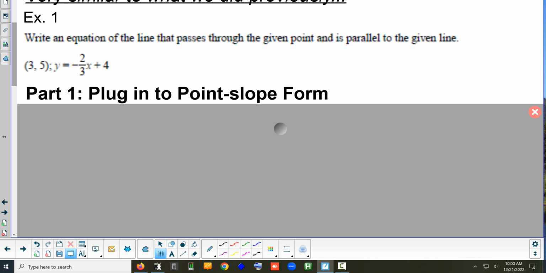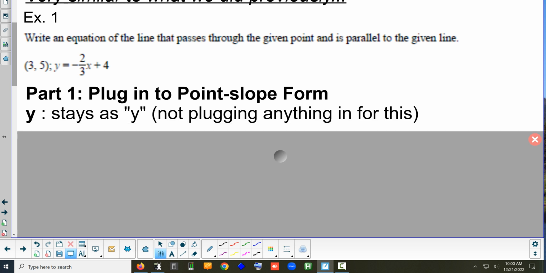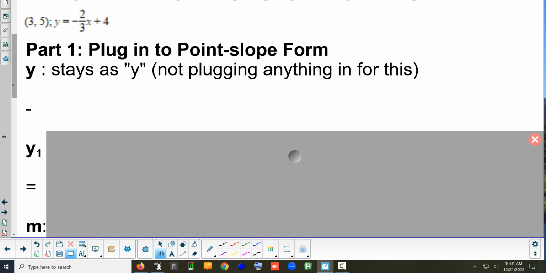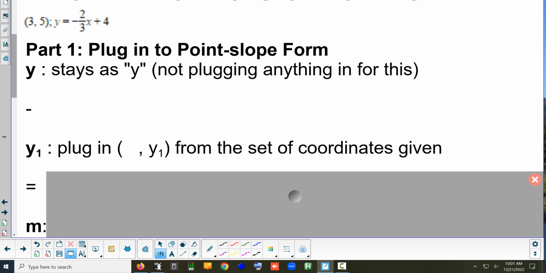Okay, so part 1, you guys already have this on your guided notes. It says plug in to the point-slope form. Now, some of these we're going to go through kind of quick. You don't have to write what's in parentheses because you already wrote it yesterday. But if you weren't here yesterday, you might want to write it down. So remember, y stays as y. After the y, the next thing in the point-slope equation is the minus. After the minus, we put a y1. Does the y1 change, or does it stay the same? Yeah, it changes. You're going to plug in the number after the comma from the coordinate that they give you.